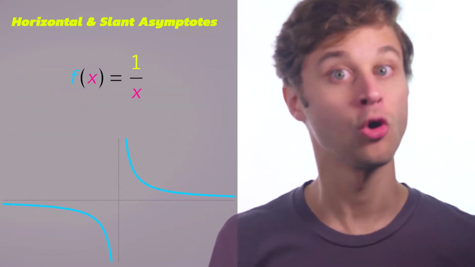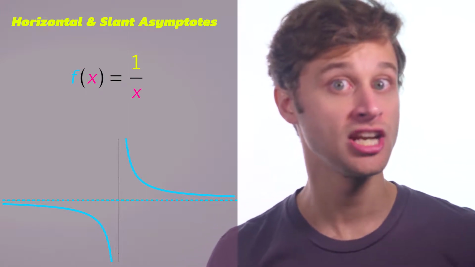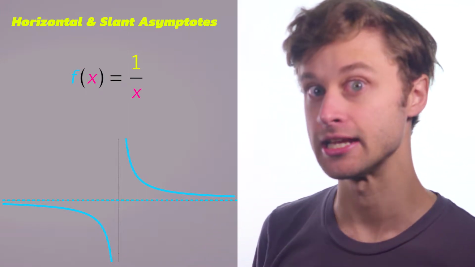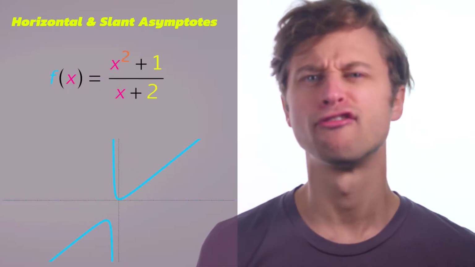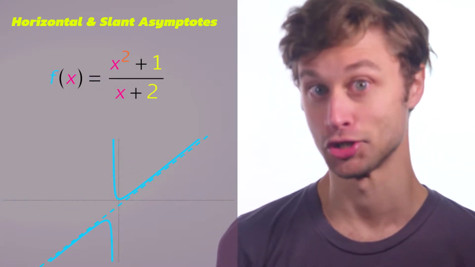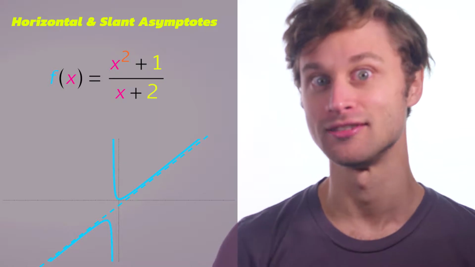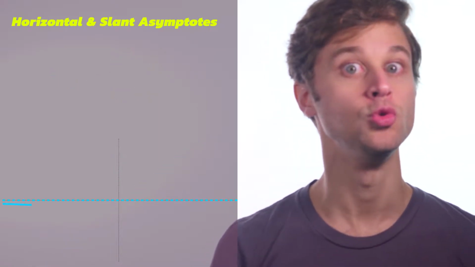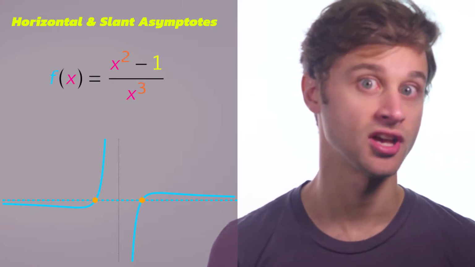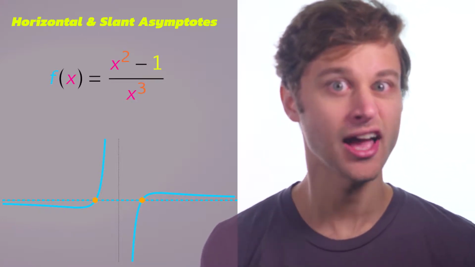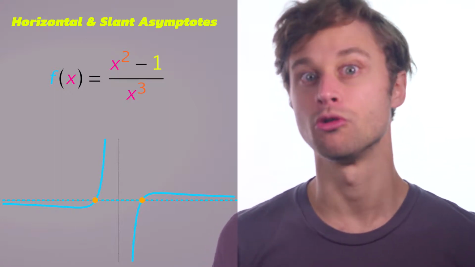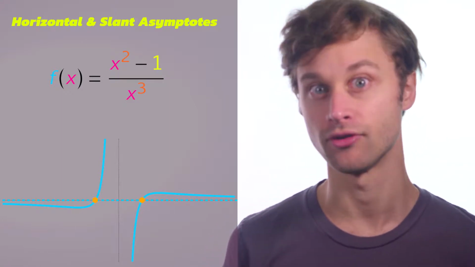Horizontal asymptotes are horizontal lines that the function never touches but always approaches as x approaches infinity. Slant asymptotes are functions that the function approaches as x approaches infinity. Now, it is possible for the function to cross the horizontal asymptote in the finite world, but as it approaches infinity, then it's always going to approach that horizontal line and never cross it.